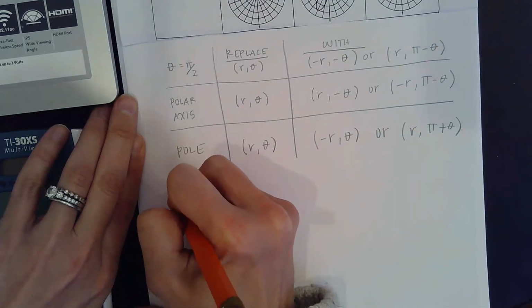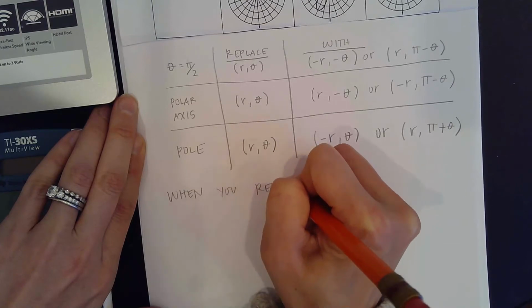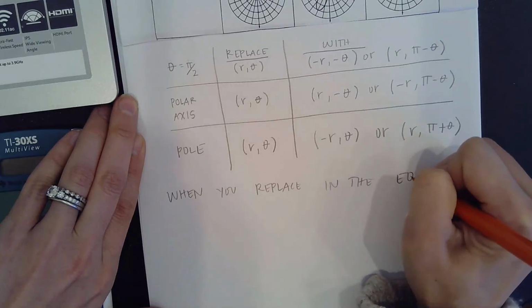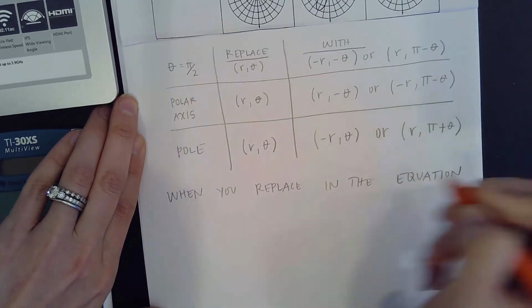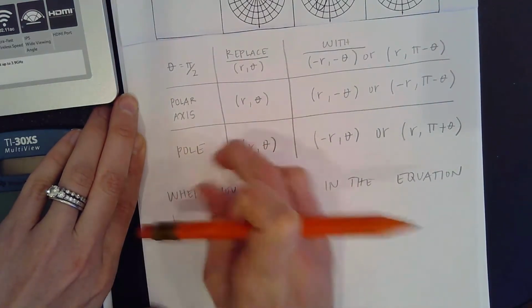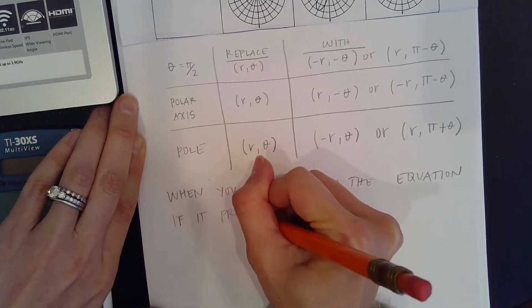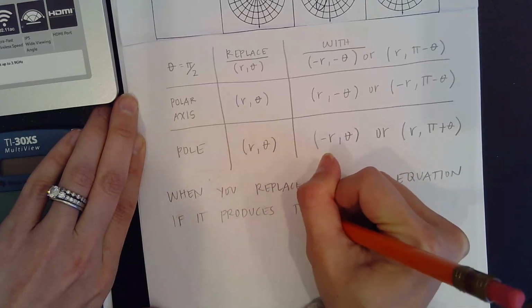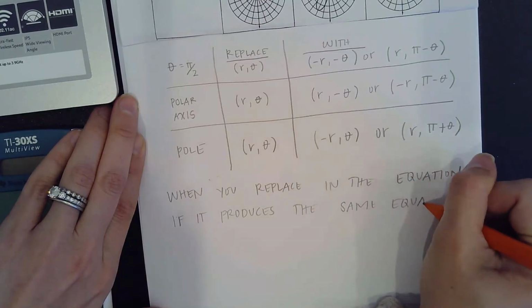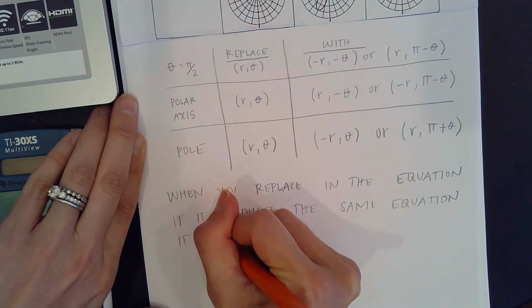Okay, so when you replace in the equation, I'll say this, if it produces the same equation, it passes the symmetry test.